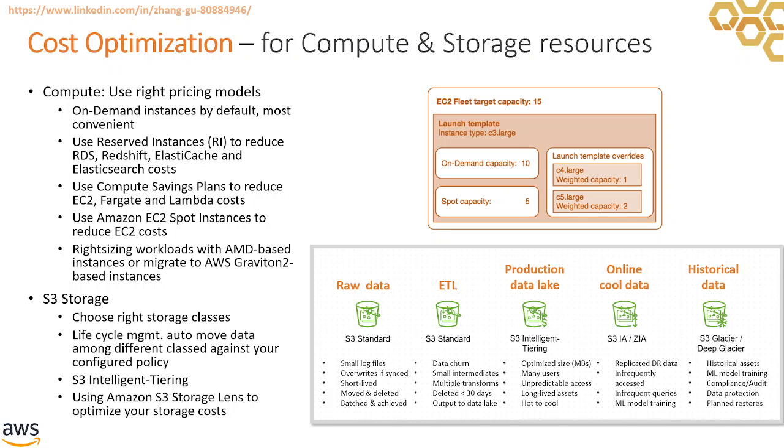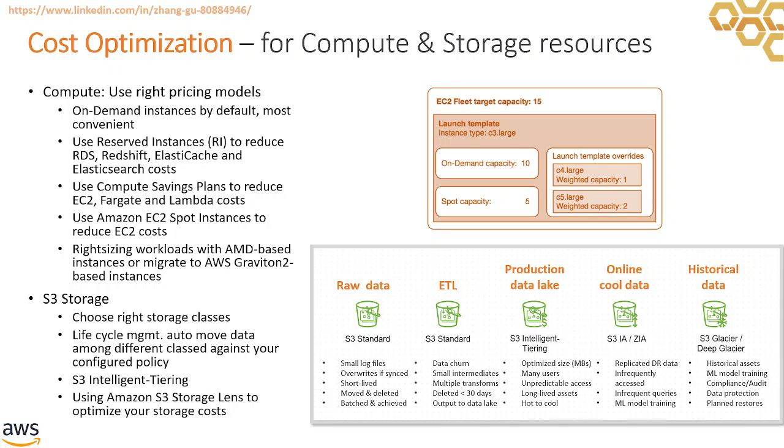For storage, Amazon S3 offers a range of storage classes designed for different use cases at different prices. S3 Standard for general purpose storage of frequently accessed data. S3 Intelligent-Tiering for data with unknown or changing access patterns. S3 Standard-Infrequent Access and S3 One Zone-Infrequent Access for long-lived but less frequently accessed data, and S3 Glacier and Glacier Deep Archive for long-term archives and digital preservation.